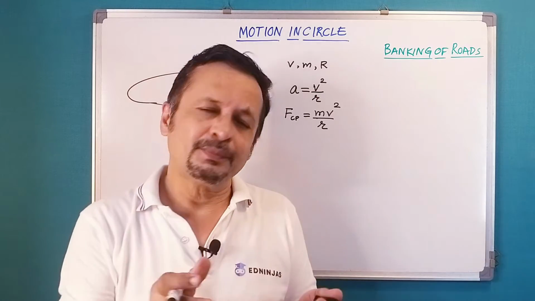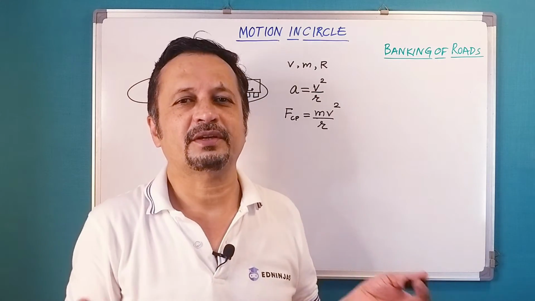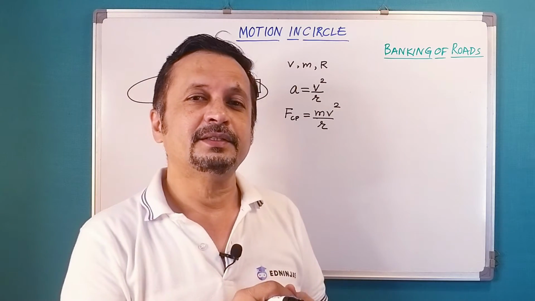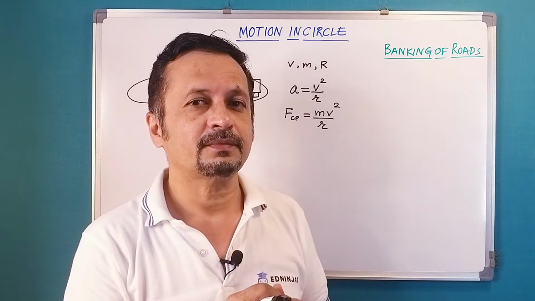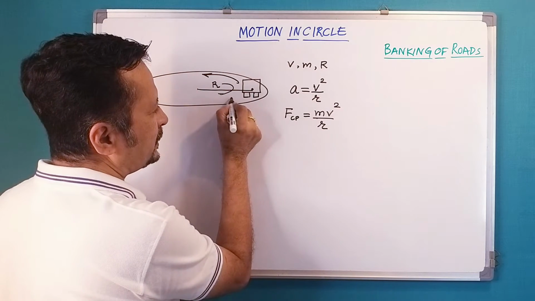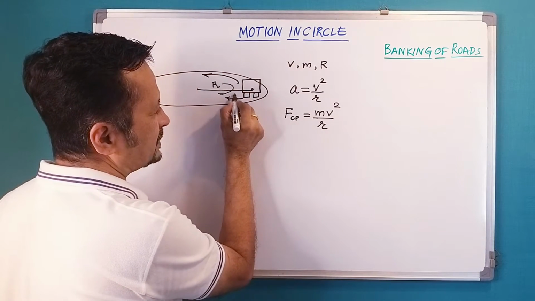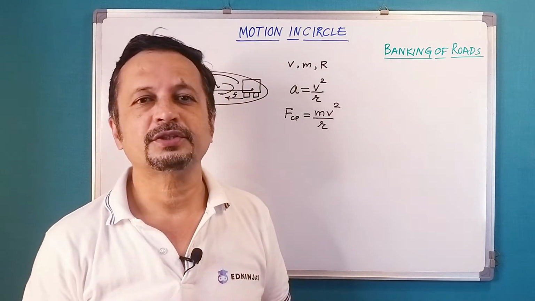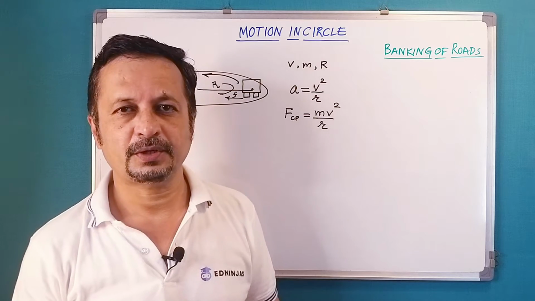But then this centripetal force has to be provided by something, right? So in this case, what provides this necessary centripetal force? Over here, the friction between the tires and the road, which acts in this direction, this force of friction provides the necessary centripetal force.